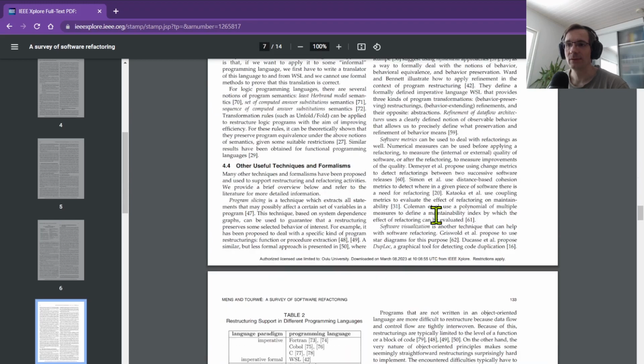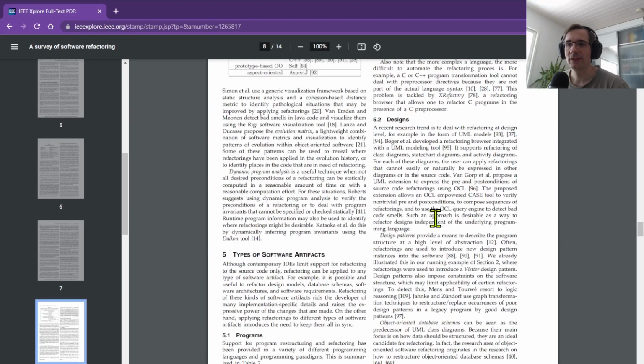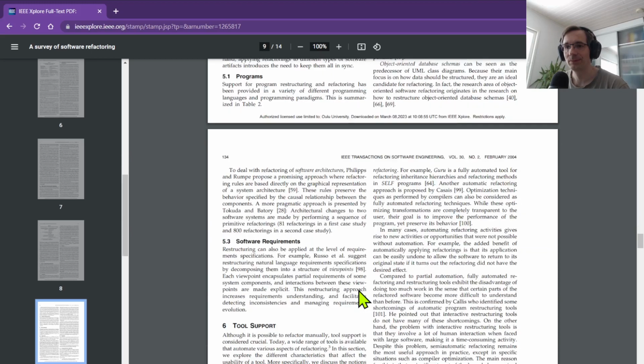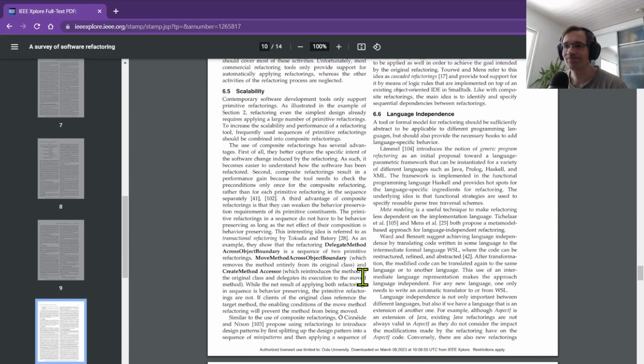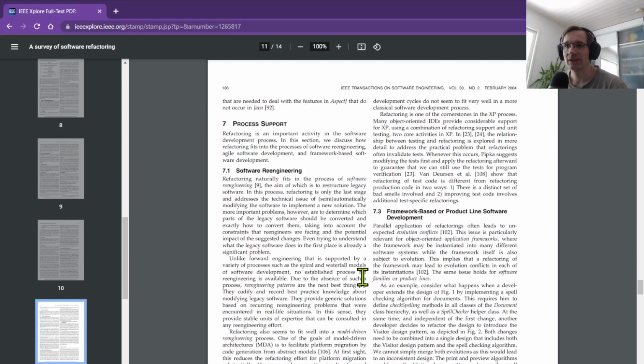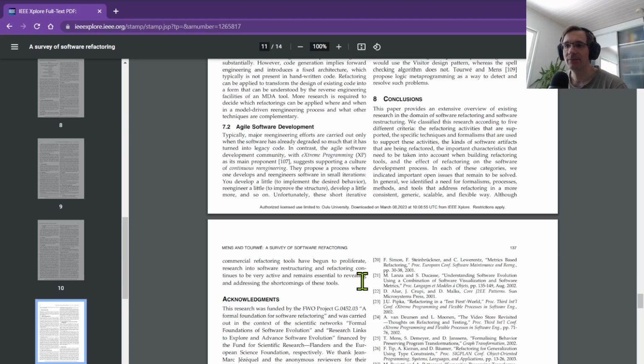Moving on to section 5, we can see it discusses types of software artifacts that can be refactored. Section 6 brings out the different types of tool support that is available for software refactoring. In section 7, they discuss the process support available for software refactoring. And finally, section 8 offers the conclusion.